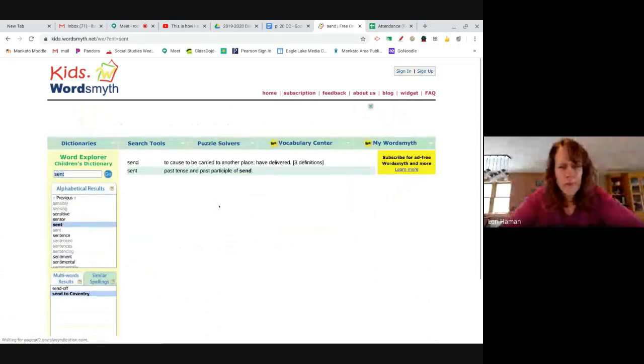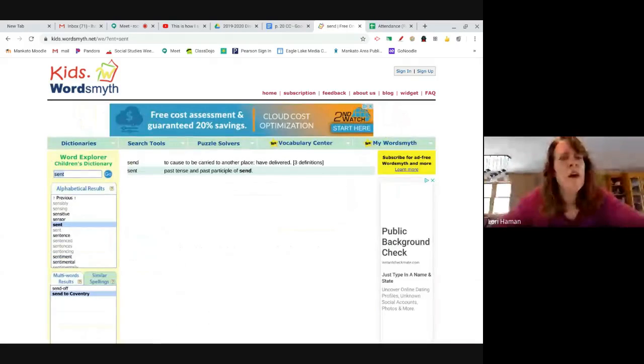Let's see. Oh, this looks different this time. Scent is highlighted here in green, and it says past tense and past participle of scent. Ooh, isn't this one of those things that sometimes dictionaries just don't help you understand because you don't know what that means either? Well, past tense we've talked about, past tense of scent.